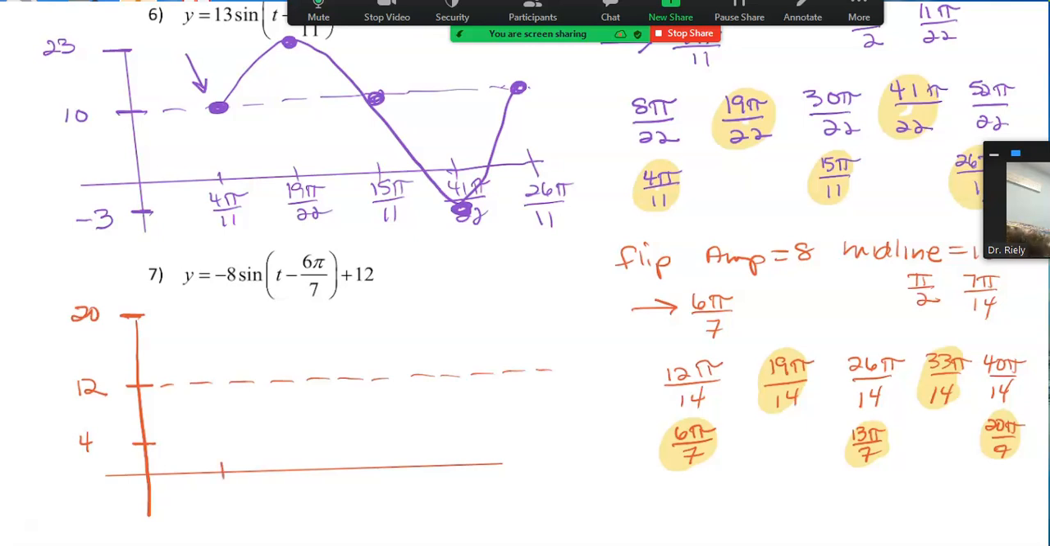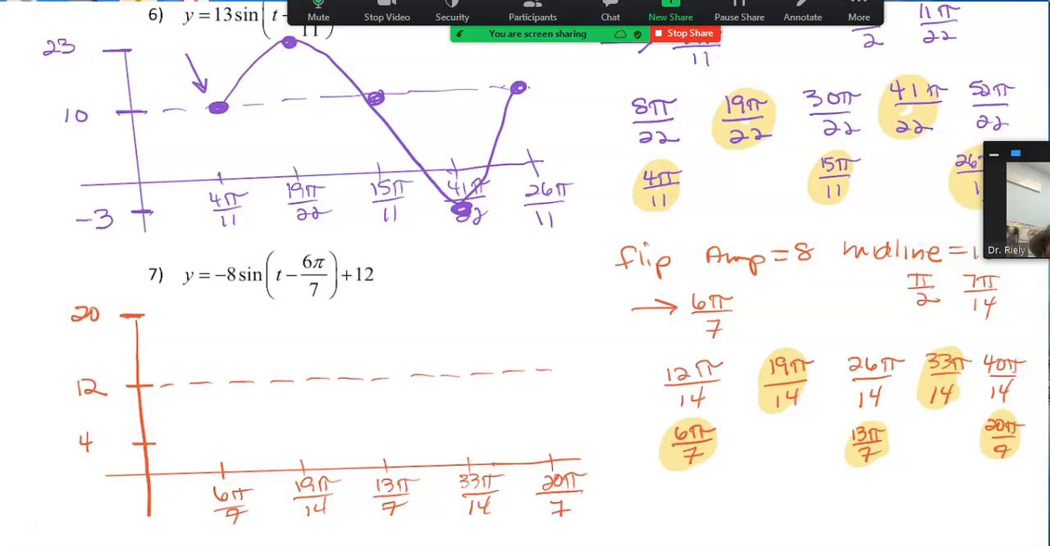Then list your angles. 6 pi over 7, 19 pi over 14, 13 pi over 7, 33 pi over 14, and 20 pi over 7. Okay, so that all looks good to me.